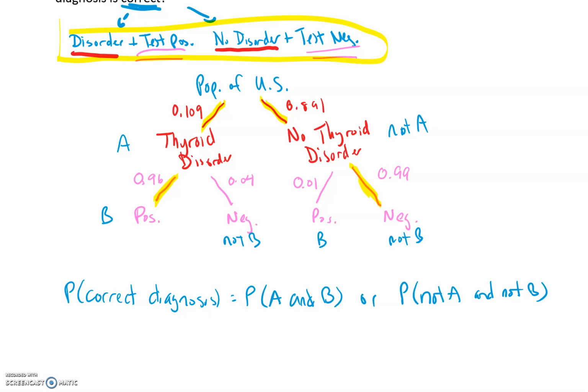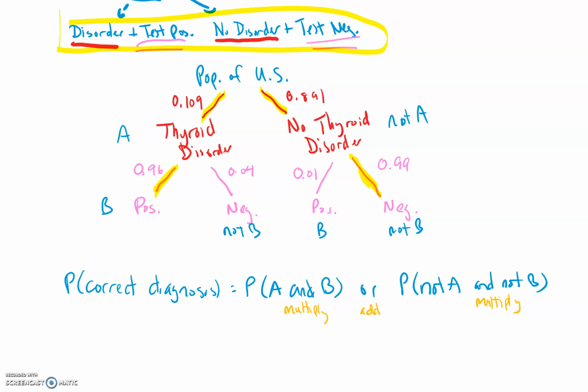But what you have to remember is simply this. When we have "and," we're going to multiply. When we have "or," we're going to add. And you can see that corresponds with the tree. We're going to multiply the individual values along the path, so 0.109 times 0.96. Separately, we're going to multiply 0.891 times 0.99, and then we're going to add the two together. And that's how we combine these two types of events.